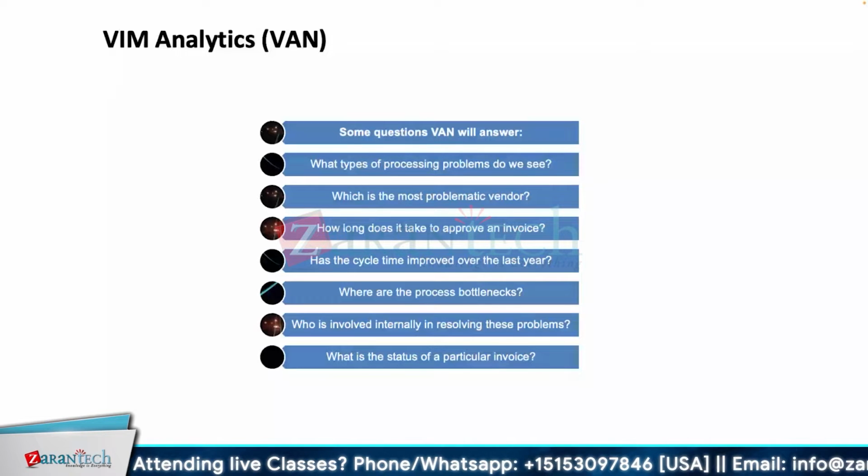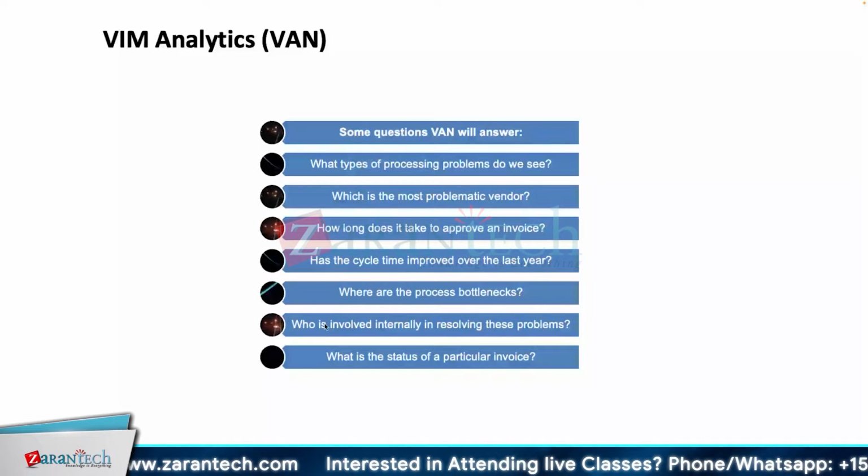Okay. Now, what kind of reporting helps here? So what are the general questions anybody will have in reporting? So these are all some kind of generic questions we see across. What type of processing problems do we see? What is the most problematic vendor? How long does it take to approve an invoice? Has the cycle time improved over the last year? What are the process bottlenecks? Who is involved internally in resolving these problems? What is the status of a particular invoice?